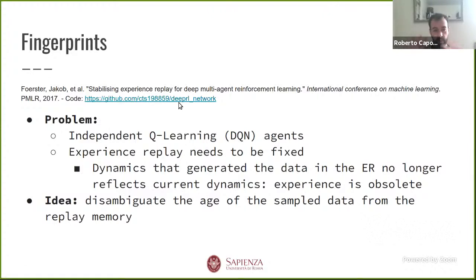So where are we located in this taxonomy? We are in the setup of independent Q-learning agents, so the independent learner setup. Each agent has its own experience replay, and this needs to be fixed because, as we said, the dynamics that generated the data no longer reflect the current dynamics, because the agents changed, the environment changed. And then the idea that they had is, what if we use the age of this sample data from the replay memory to give less or more weight to the update that we do using this data?